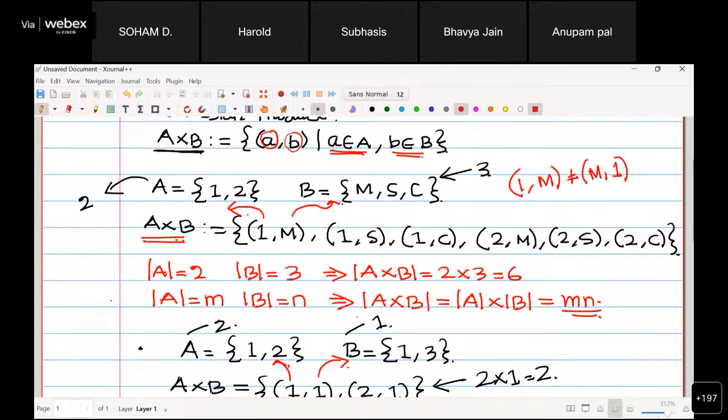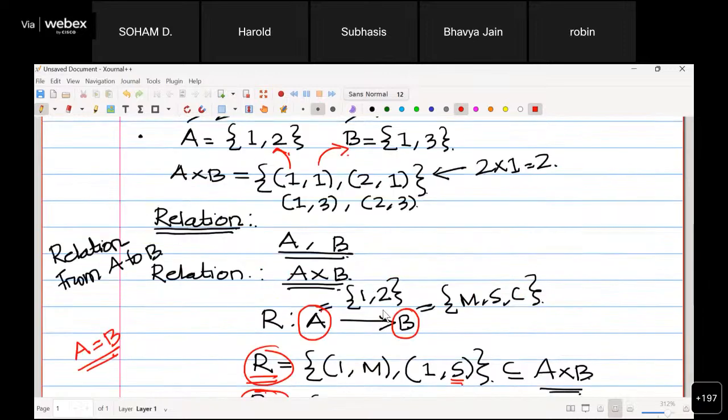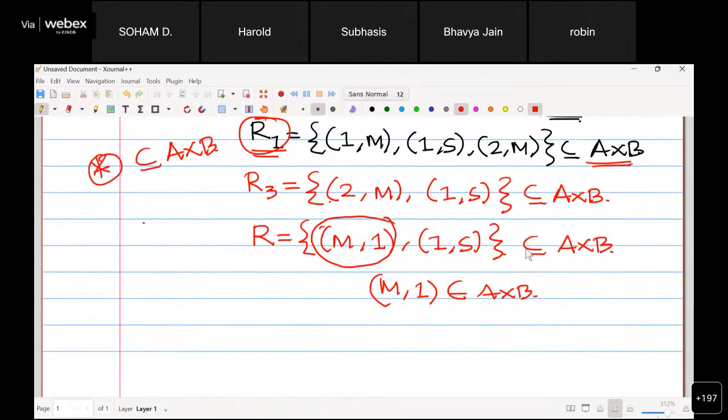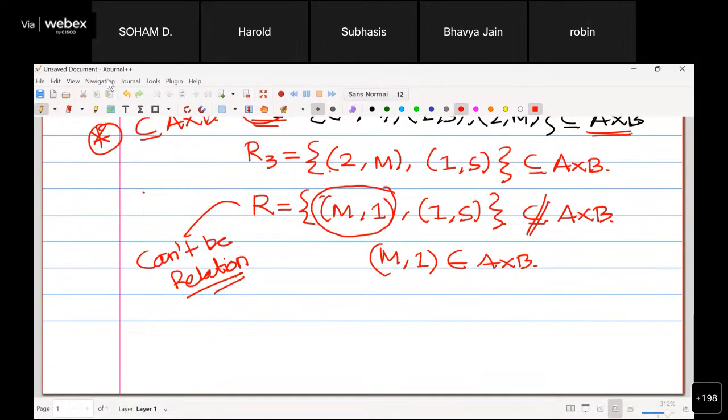Yes, sir. You have a tuple, so here the order matters. That's why this is not a subset of A cross B. That means this can't be a relation. Okay, sir, thank you. So the only thing you need to check is whether it's a subset or not. Here, since you have m comma 1, that means m comma 1 is not an element of A cross B.